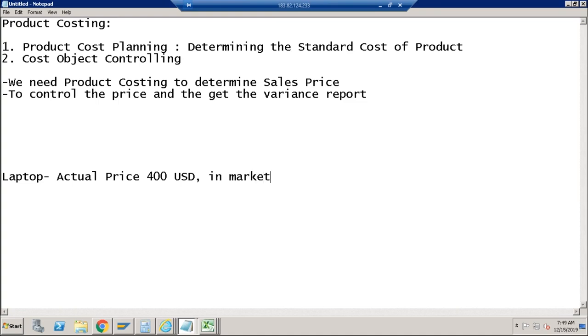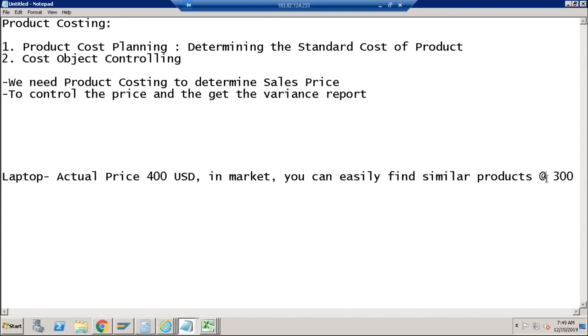you can easily find similar products at 300, okay, which are obviously easily available in the market. Everybody is selling this product at the price of 300. Then is there any point in manufacturing this particular product? Okay, so this is called the make versus buy decision.